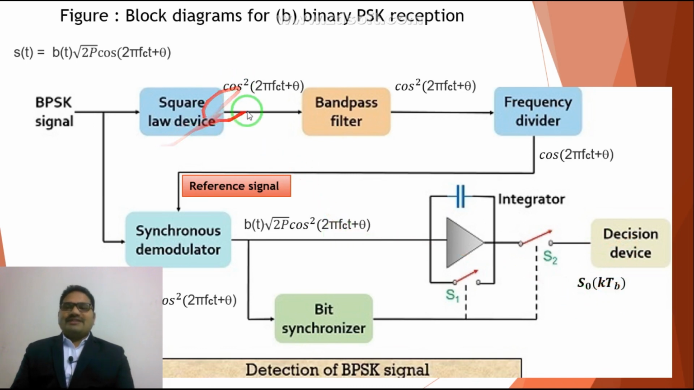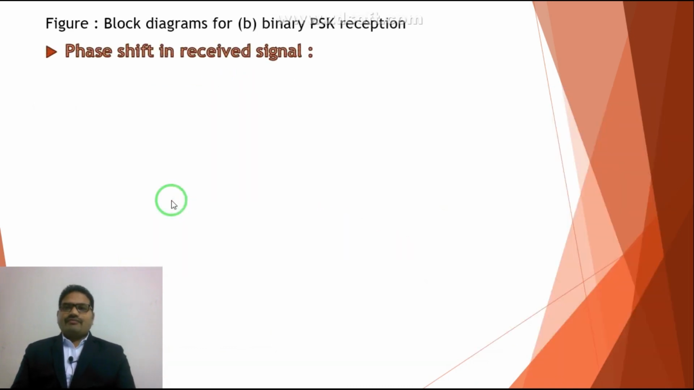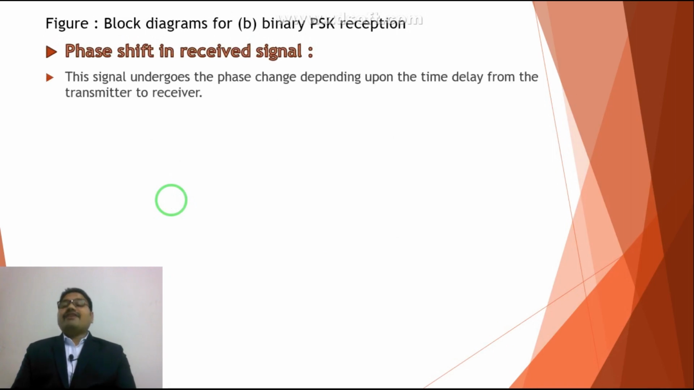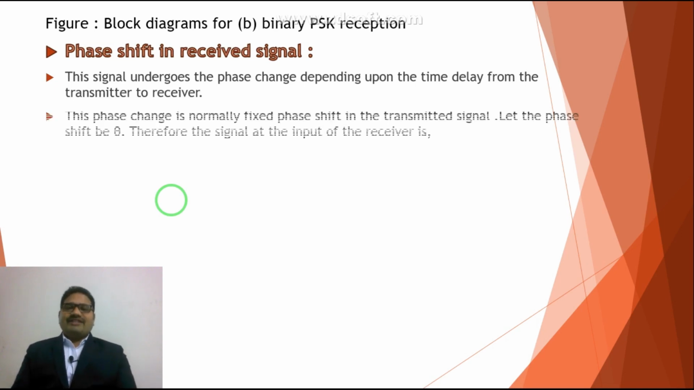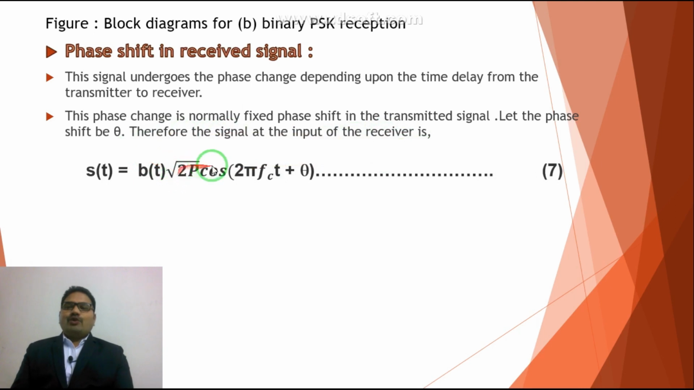Now we are going to see each block one by one. First, as you know, the signal undergoes a phase change depending on the time delay from the transmitter to the receiver, and this phase change is normally a fixed phase shift. We have assumed that phase to be theta, and therefore the signal at the input of the receiver could be written as b(t) square root of 2P cos(2 pi fc t plus theta), because we have assumed that the phase shift has taken place at the receiver side.